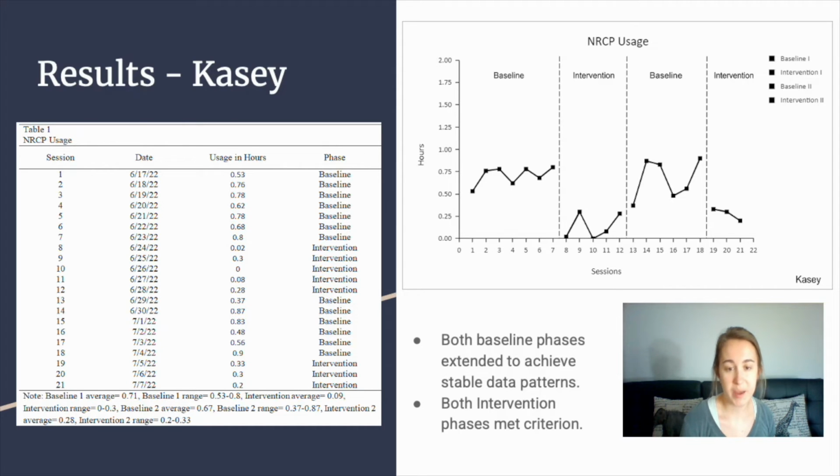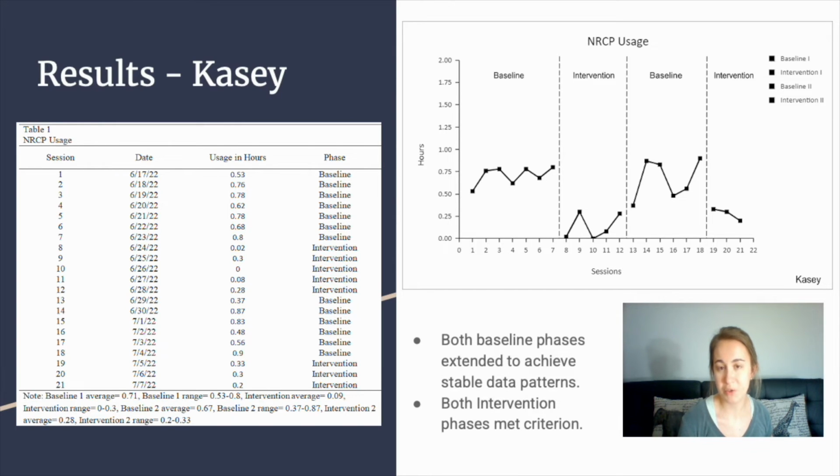And then all of my sessions are on the bottom on the x-axis. You'll see my different phases, my 2 baselines and my 2 interventions, on the graph separated by those phase change lines. Just to discuss the results themselves, the actual data, first you'll see my first baseline was extended due to unstable data. Most of our group did extend their first baseline.